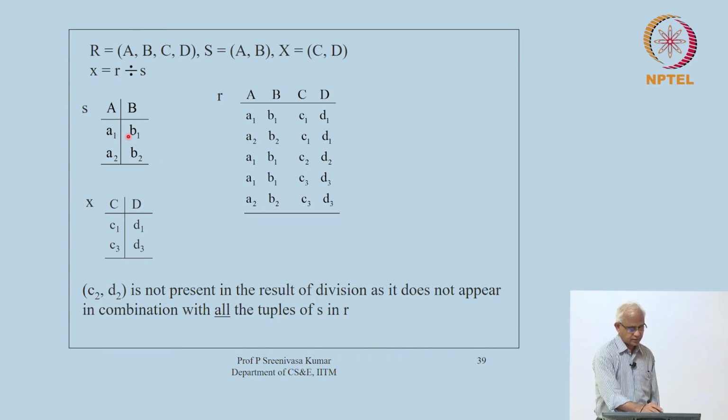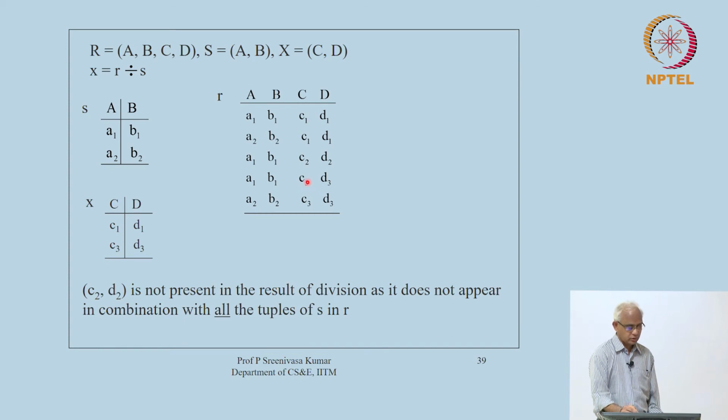S has two tuples, A1 B1 and A2 B2. Now what are those tuples in the CD part of the relation R that combine with every tuple here and exist here? That is the question we are asking. So get hold of all those tuples in the CD part of this data which have this interesting property that they combine with every tuple of S and exist here.